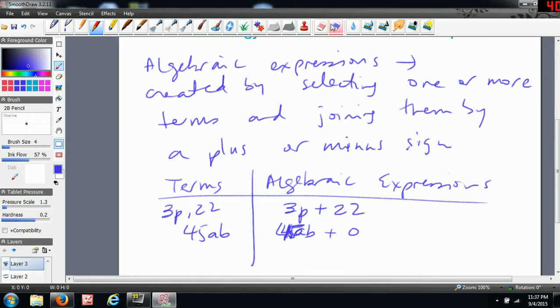So that's why for this one, I'm just going to erase that because it doesn't look very nice. We could have something like 45ab. That would also be considered an algebraic expression. So if we had a squared b minus 4ab, this would also be considered an algebraic expression. Okay?